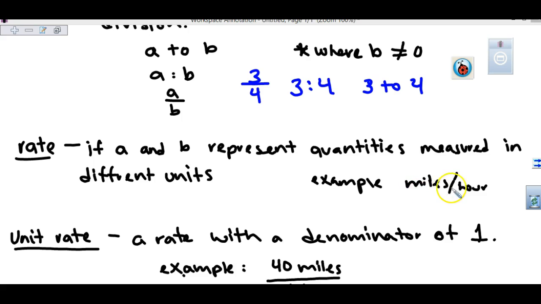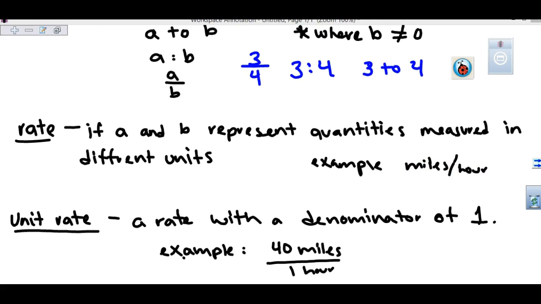For example, miles per hour, that's a rate. Miles per gallon, that's a rate. The amount of money per hour, that is also a rate. A unit rate is a rate with a denominator of 1. For example, 40 miles in 1 hour.